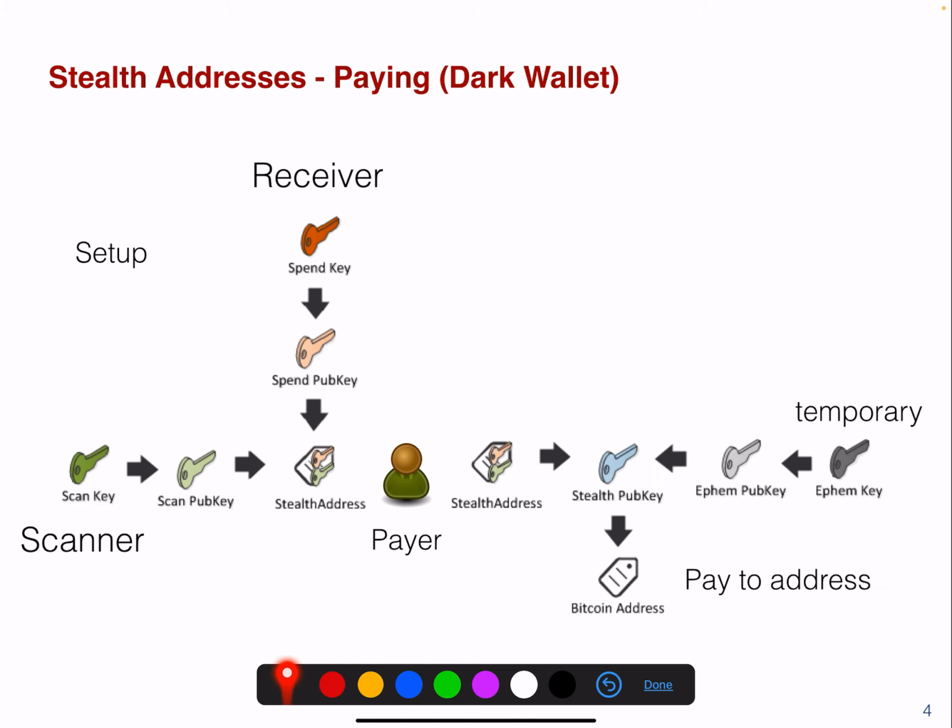Now, the payer receives this particular stealth address, and he generates a temporary ephemeral key, right, from which he generates a public key, and then this generates a stealth public key. And this stealth public key is a particular base58 Bitcoin address. It's not a standard one, it's some particular address, but this is where he will pay to, right? So he will pay to this particular address.